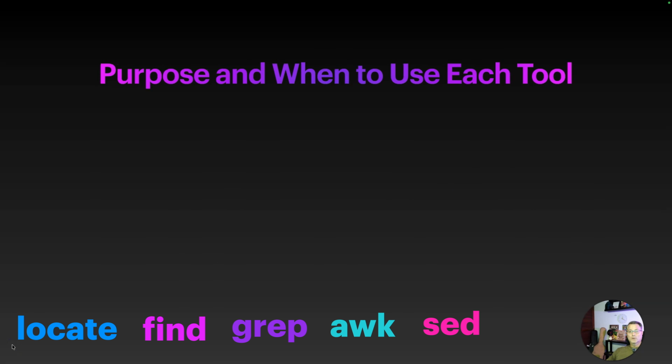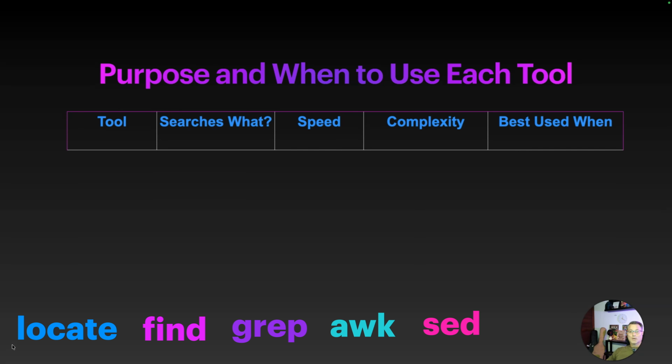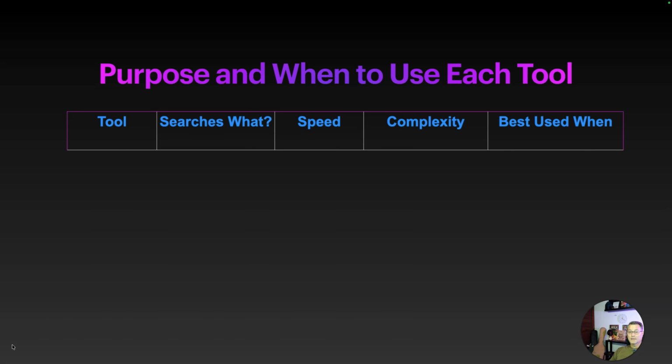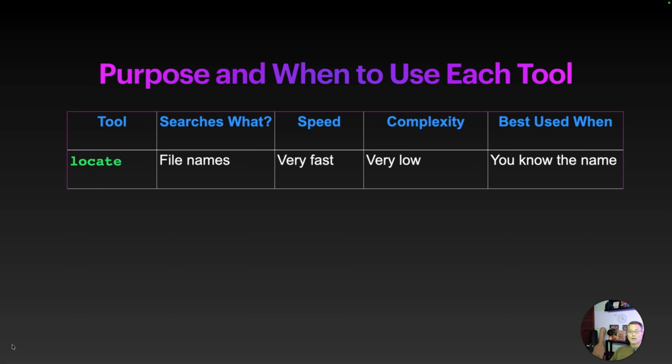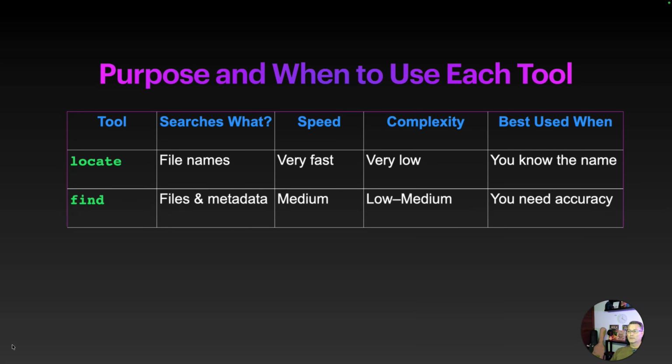file system. So really, each command has been developed for a direct purpose. When you want to find files by name, and you want to do it very fast, you would use locate. When you want to find files by location or metadata, you would use the find command. When you want to search inside of files, you would use the grep command.